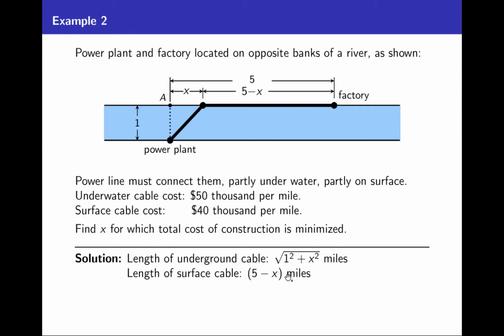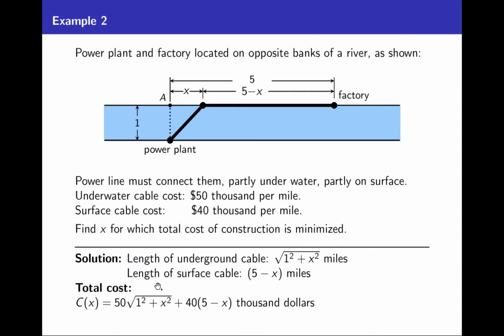Now, what about the length of the surface cable? That's how far you're going along the surface from here to here. Well, the distance from A to the factory is 5 miles, and you're not using these x miles in the surface cable, so the difference is 5 minus x. That's the number of miles of surface cable that you have, 5 minus x miles.